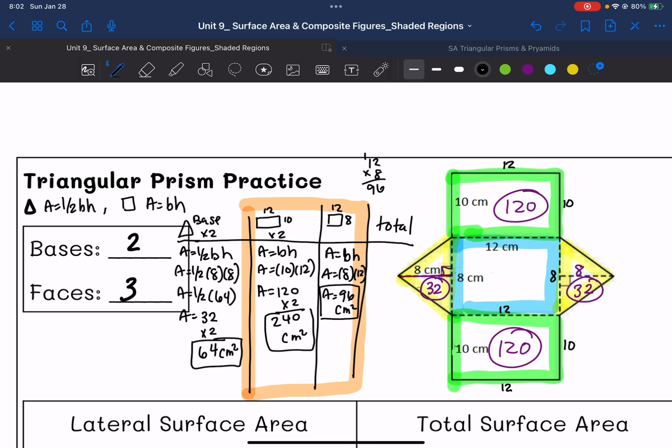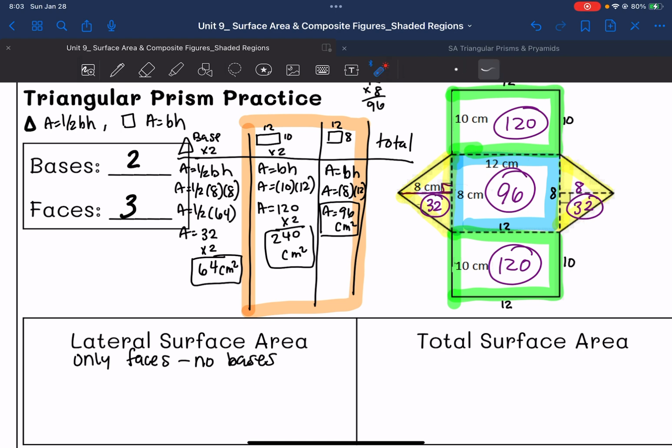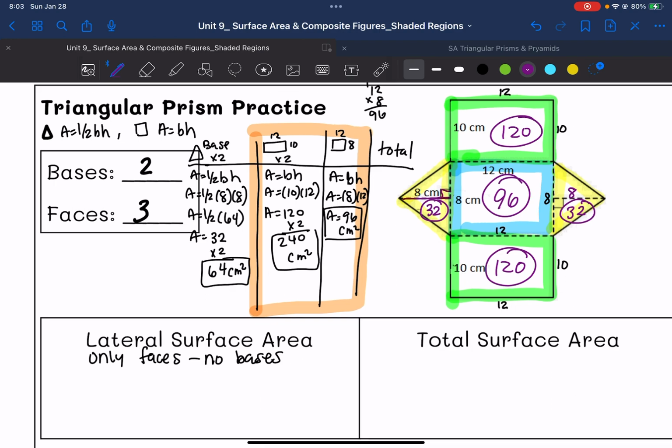Okay, now, remember I said that the part that I do in the middle is the lateral. So let's come over here before I finish my last part of my T-chart. Lateral surface area is only faces, no bases. So going back to this, remember 12 by 8, we got 96. That means this is 96 here, okay? Faces is only this part right here. You're adding all of those up together, okay?